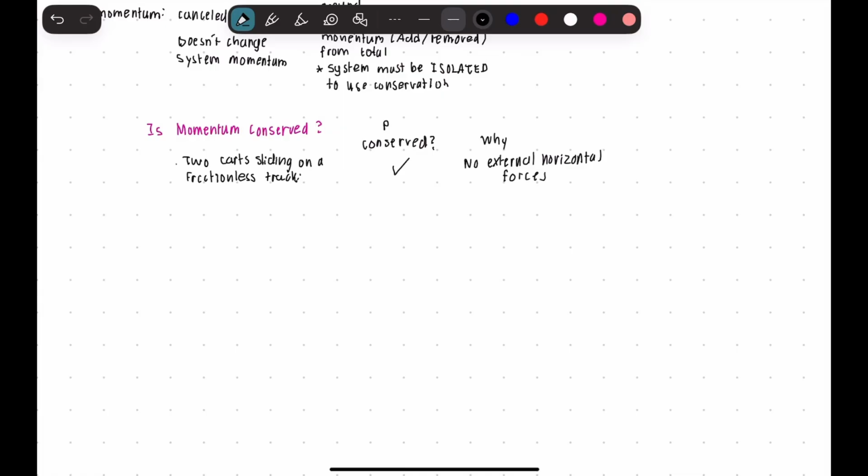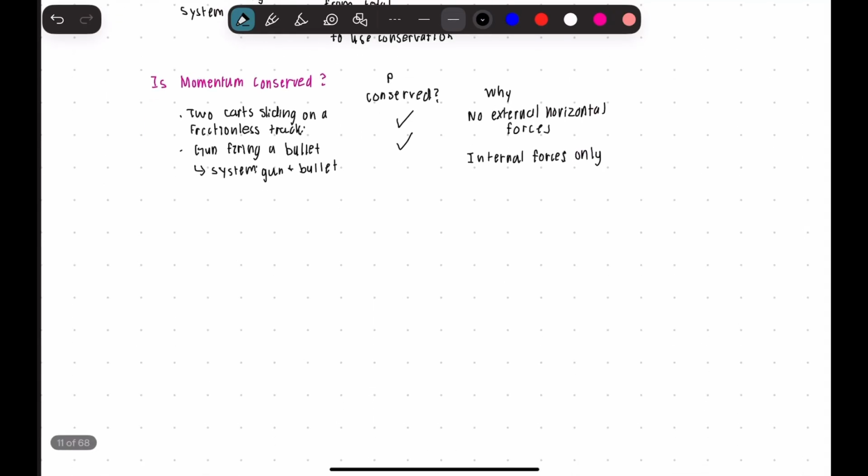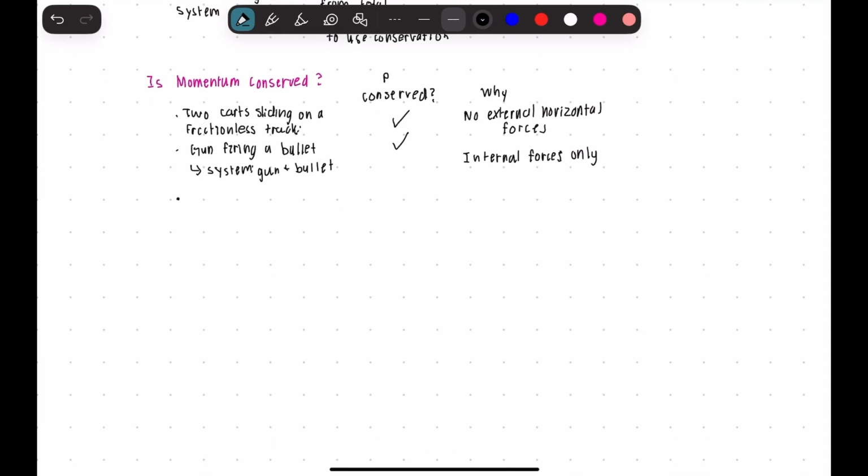Now, let's say we have a gun firing a bullet. Well, yes, momentum is conserved, because we can define the system as the gun plus the bullet. And that means that there are internal forces only. So you basically just think about it as energy being transferred inside of the system. Therefore, the momentum is still the same inside of the system.